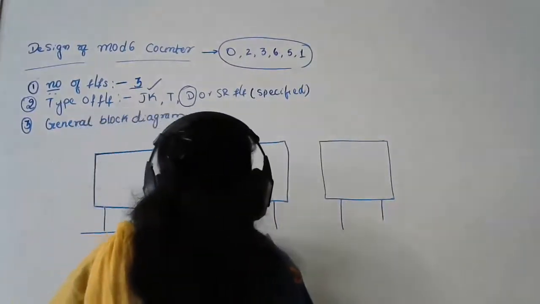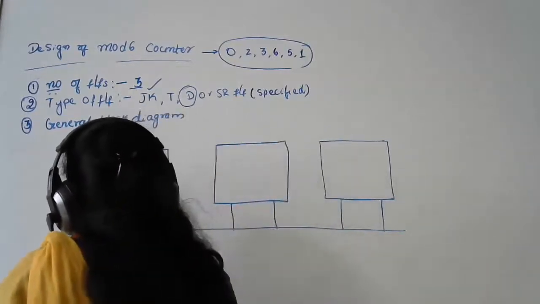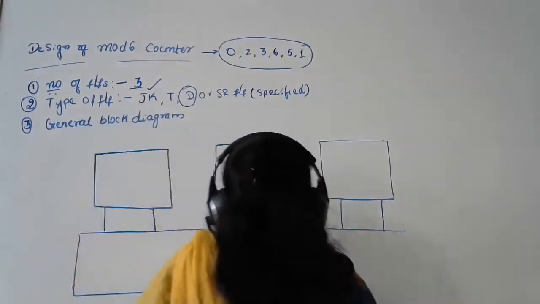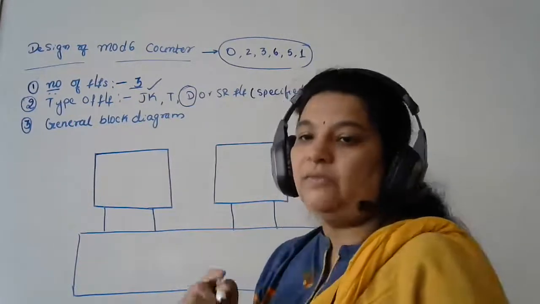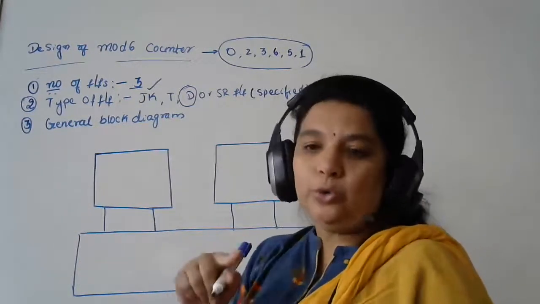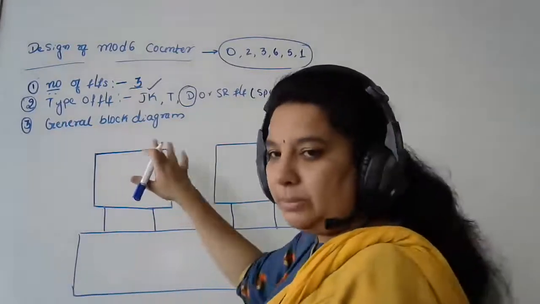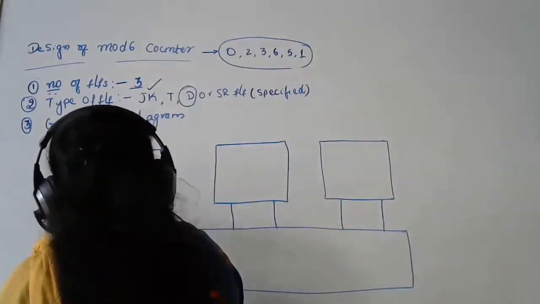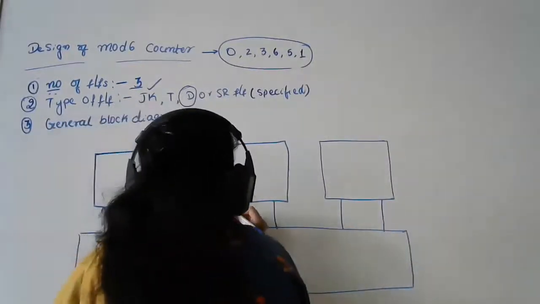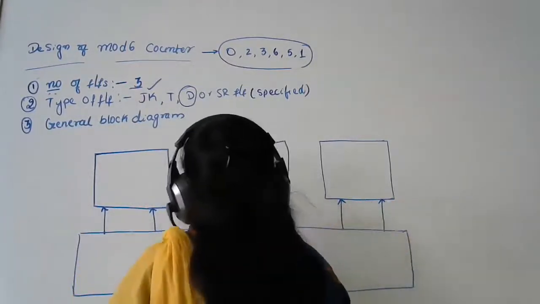Now, flip-flops are used for generating the states, right? From one state, if I want to go to the next state, then the flip-flops are used to transit from one state to another state. For that purpose, I am using a flip-flop, right? But what is my previous state and what should be my next state? That will be decided based on the control logic.